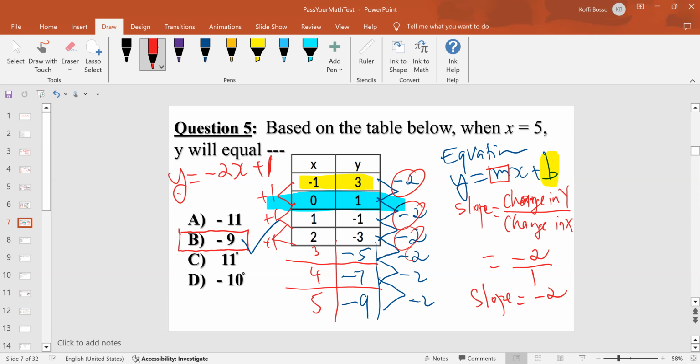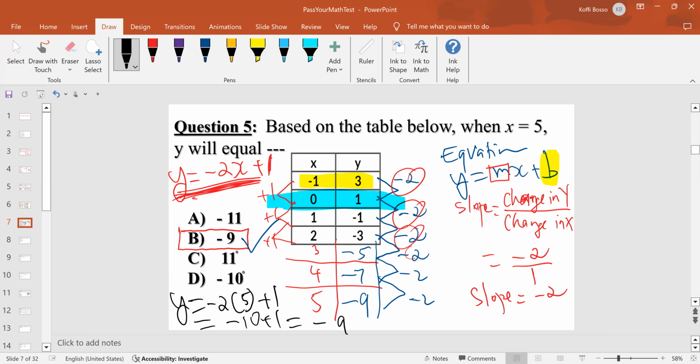Okay, so that's the equation of the line whose values we have here in the table. Therefore, if they ask me to find the y value when x is 5, I'll do this. I will replace x by 5 in the equation. So I'm going to have y is equal to -2 multiplied by 5 plus 1. Okay, -2 multiplied by 5 is -10 plus 1. And -10 plus 1 is -9. So we get the same answer, which is B. Yeah, that's the second method.